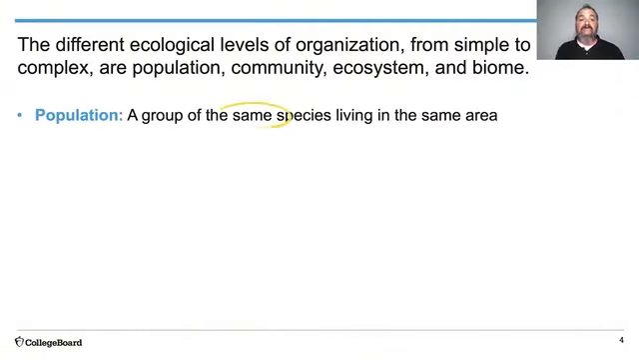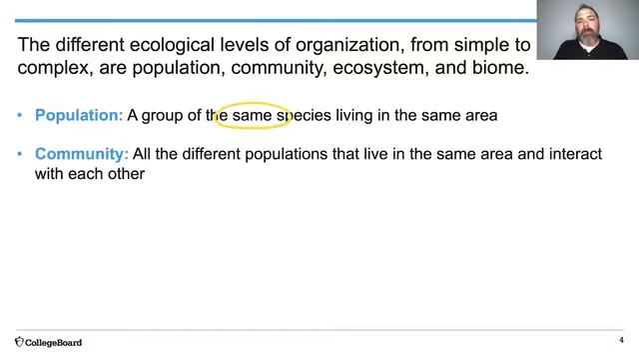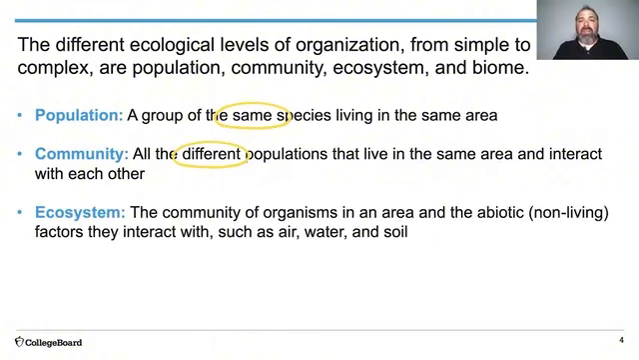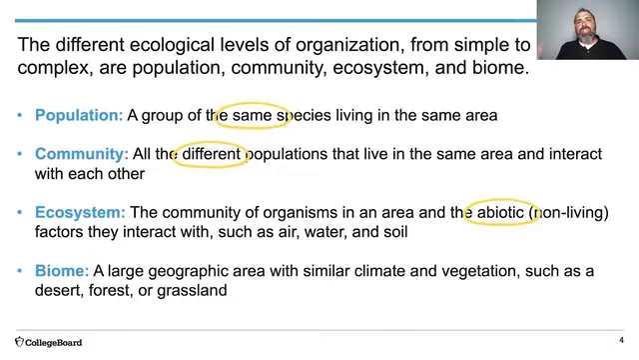A population is a group of the same species. This would be like all of the wolves living in a particular area of a national park. A community is all the different populations that live in the same area and interact with each other. So you might have wolves, moose, and grizzlies. That makes a community. The ecosystem is the community of organisms in the area together with the abiotic, or non-living, factors that they interact with, such as air, water, and soil. These abiotic factors can have an impact on the ecosystem if there's not enough of them. And then finally, the biome is a large geographic area with similar climate and similar vegetation.